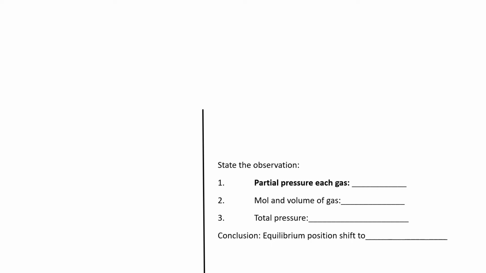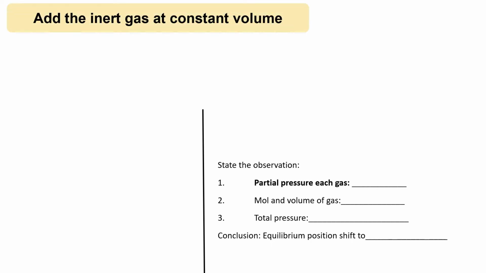So previously we learned about the pressure increase, the disturbance, and the pressure decrease, right? Besides the pressure, under the pressure we have another two sides. The first is adding the inert gas at constant volume. So how about the equilibrium position when you add the inert gas at constant volume?